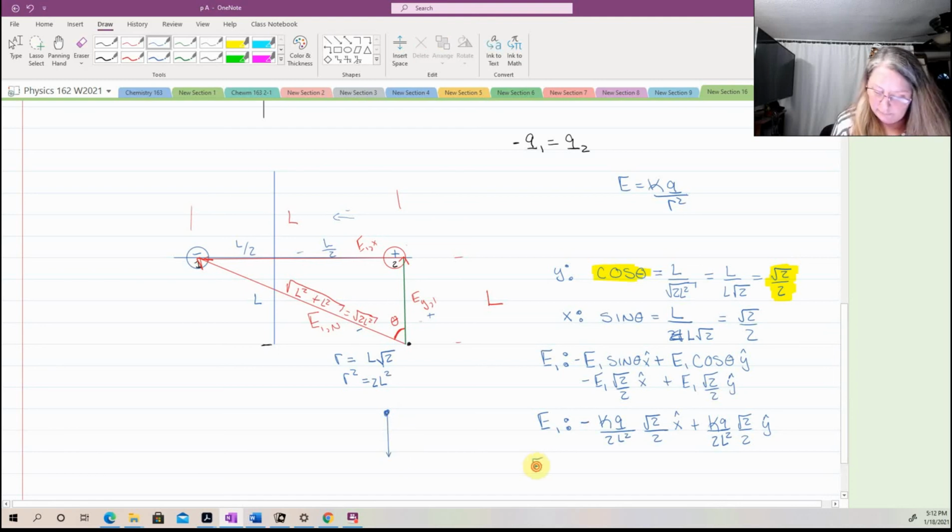So my E2, and only in the y, my E2 then is going to be negative kq. Both my q's have the same charge magnitude, just different in sign, over r squared. Well, the distance away is L squared. This is in the y, so I just need to make sure I make this clear. This is in y hat.